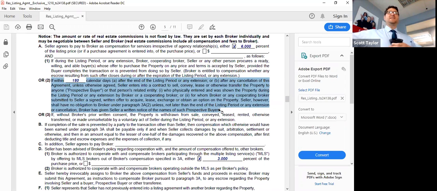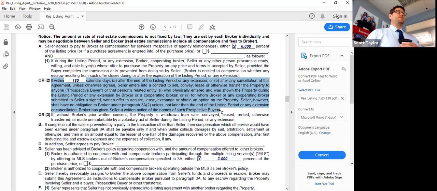And for 180 days, if any of those persons on that list purchase the property, we, Keller Williams, are owed the commission as it's stated in the MLS or in this agreement or on the cancellation. Is that 180 days a Keller Williams thing? Can I put 90 days? 90 days is generally what I do.